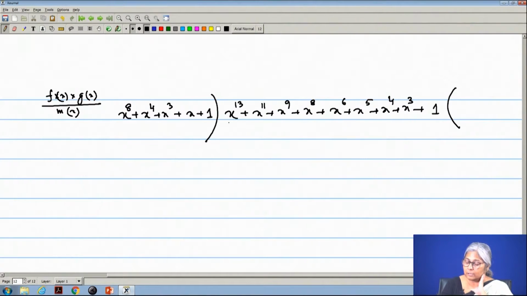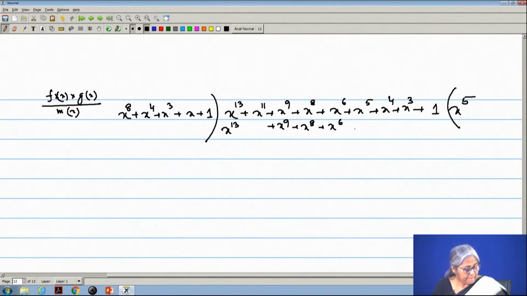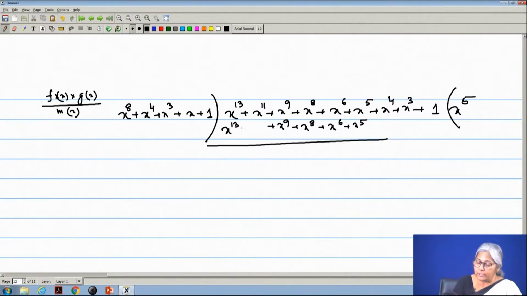So now the polynomial I have has degrees 8 and 13. If I multiply by x to the power 5, my quotient is x to the power 5, then I can get x to the power 13. See, 4 plus 5, I have x to the power 9. Since I have one x to the power 9 term, I can write here x to the power 9, then x to the power 8, I have x to the power 6 also, and I have x to the power 5. This is normal addition, and under modulo 2 the addition and subtraction are same.